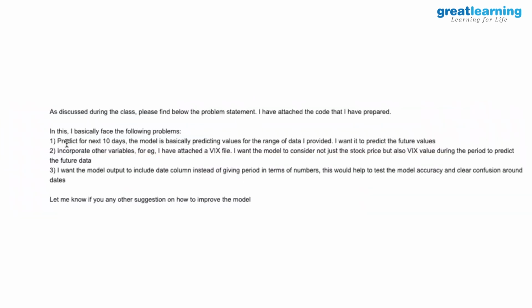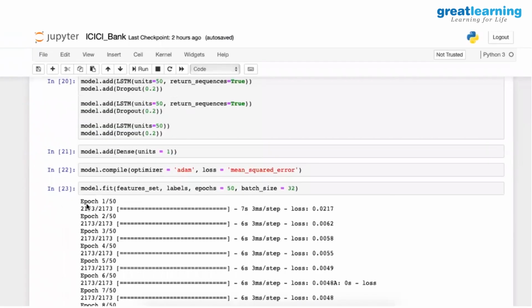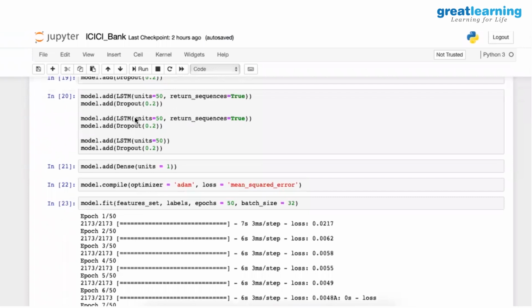Predict the next 10 days. The model is basically predicting values for the range of data I provided. I want to predict the future values. Okay, so you are using LSTMs here, right? I saw you have used LSTM, right? Yes. So is there any issue here?